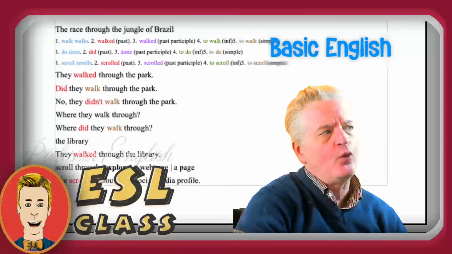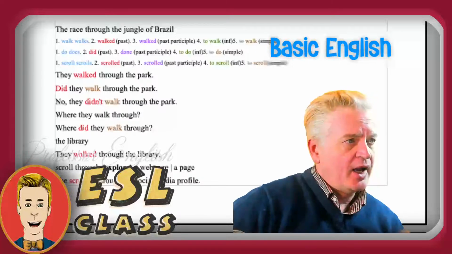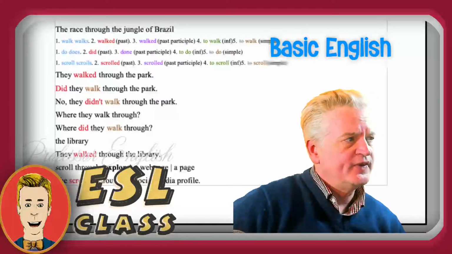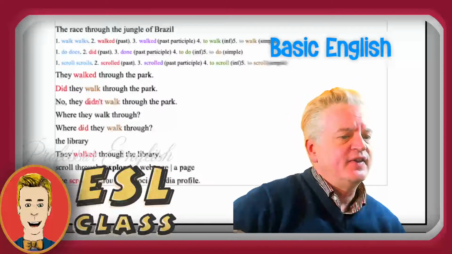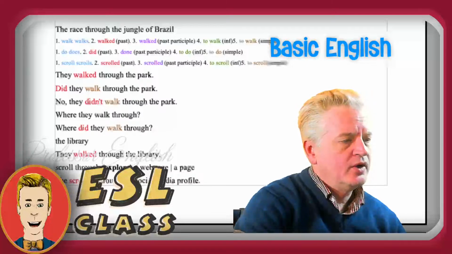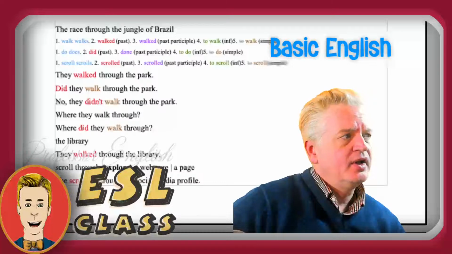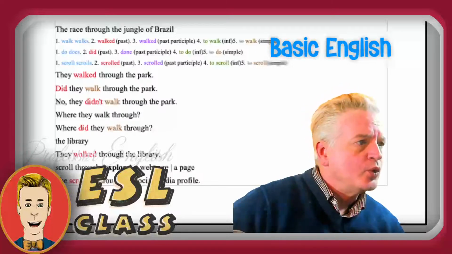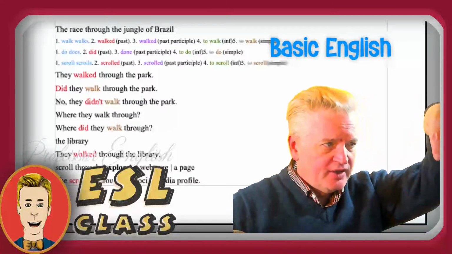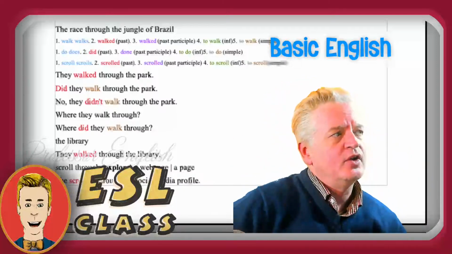So if I say they walked through the park, how would you make a yes/no question with the sentence, they walked through the park? Did they walk through the park? How will you answer no? No, they didn't walk through the park. Through: you start in one point, one end, and then you go all the way to the other end. Walk through. No, they didn't walk through the park.